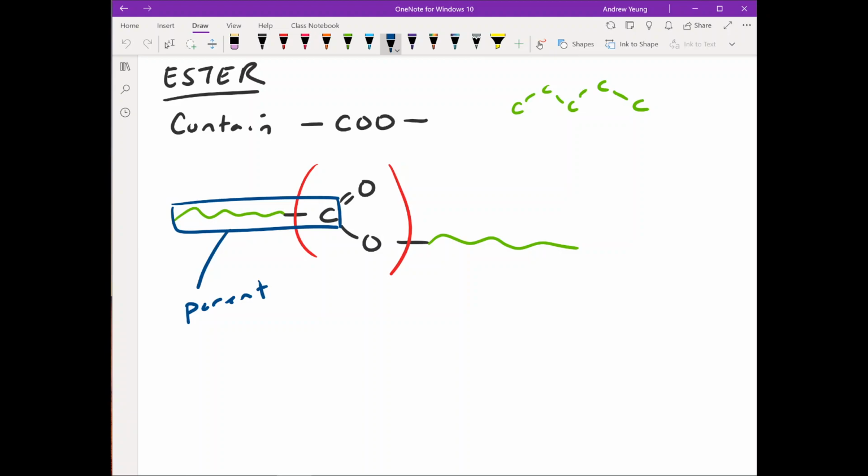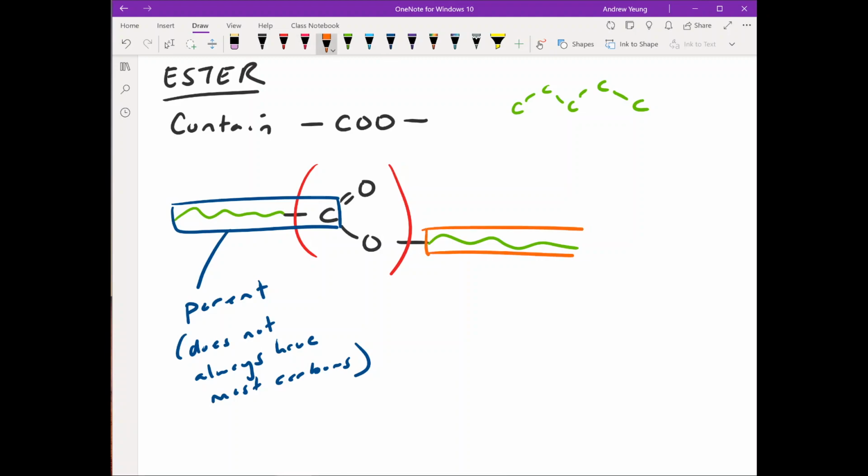This part here, the parent, does not always have the most carbons. We'll see a few examples of this. But let's just decide the carbon side of this molecule is going to be the parent. That leaves the other side here as our branch. So the branches always come before the parent. Usually I would need a position for the branch, but I know in this case the branch has to be off this oxygen side. So the branch here is going to end with YL. It's an alkyl branch, it's a carbon branch.